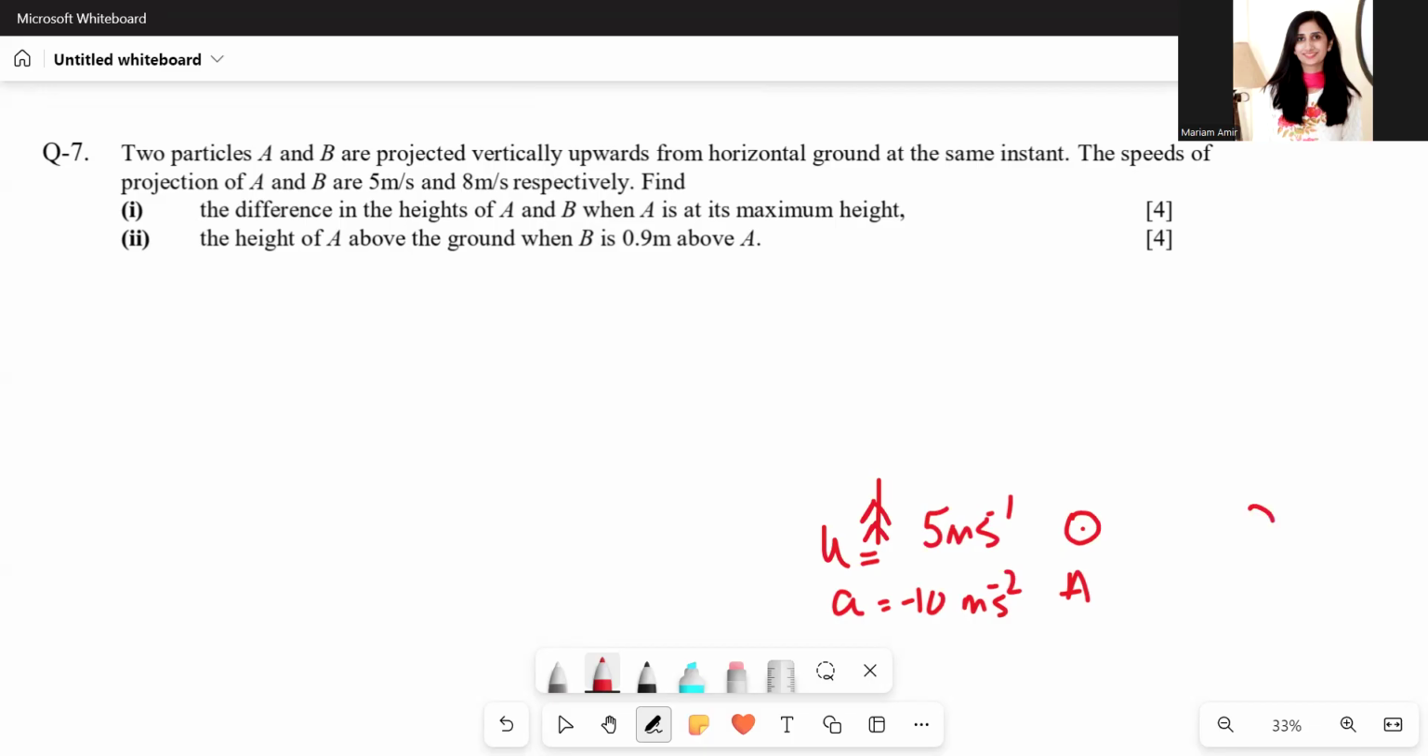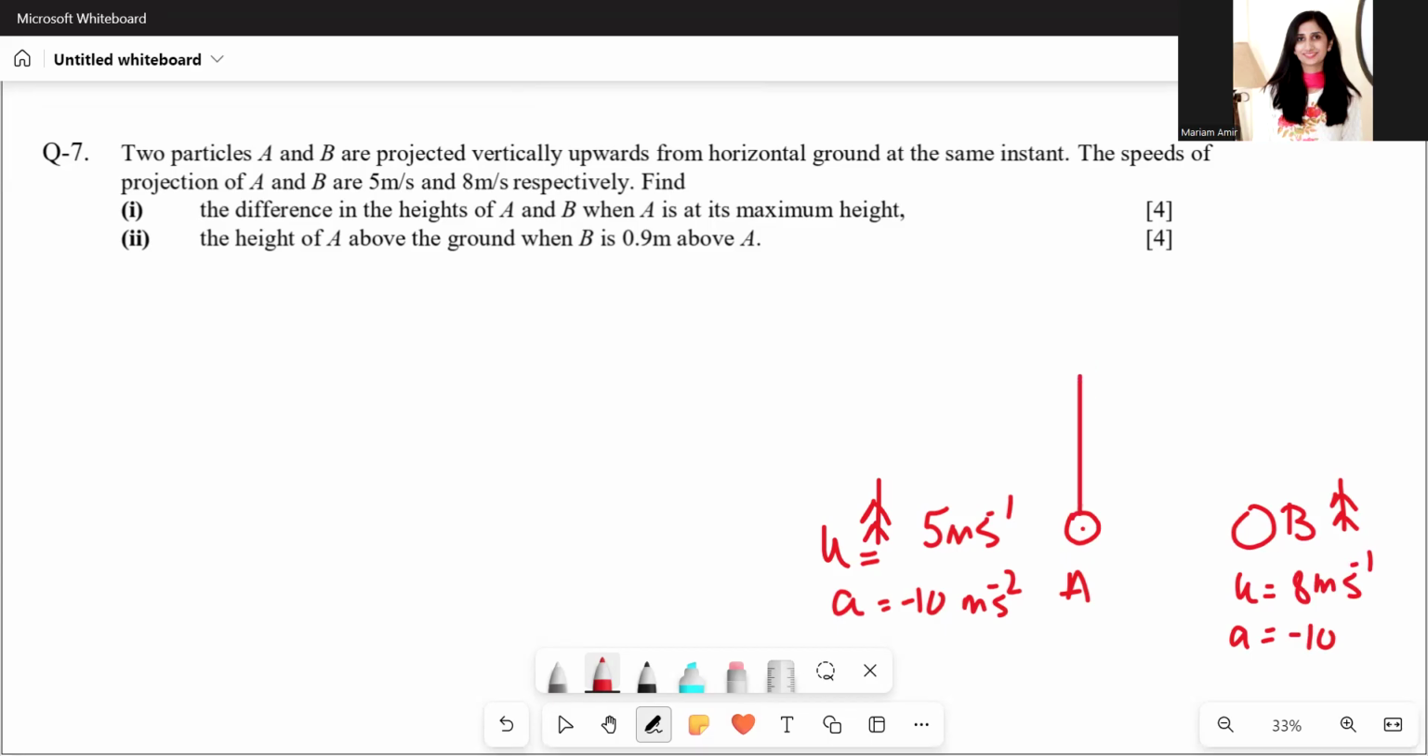And similarly, object B gets projected upwards with an initial speed of 8 meters per second, and its A is going to be negative 10 too. Okay, so find the difference in heights of A and B when A is at its maximum height. Since A has a smaller initial speed, it will reach its maximum height earlier, and B will reach its maximum height a little later because its initial speed is greater. So it'll go higher. So this V will be equal to 0 at the maximum height.